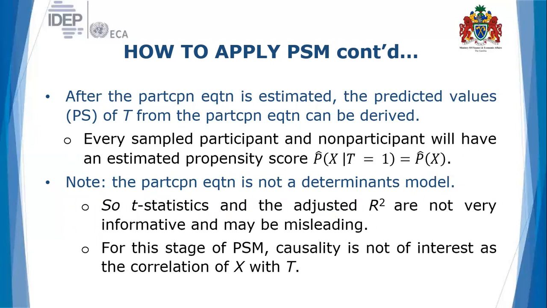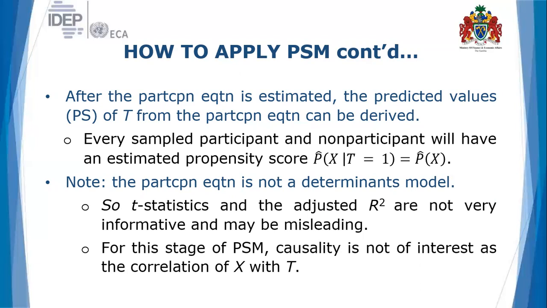After the participation equation is estimated, the predicted values, the propensity scores of T, which is participation, can be derived from the participation equation. So every sample participant and non-participant will have an estimated propensity score, given as the probability of X, where T is participation for the participant, which must be equal to the estimated probability of X.